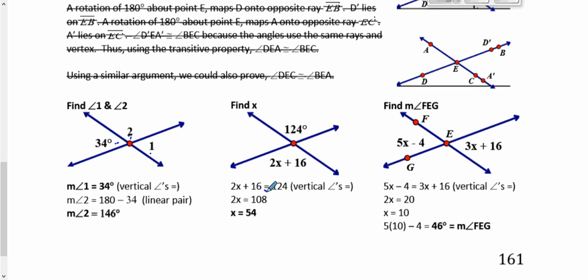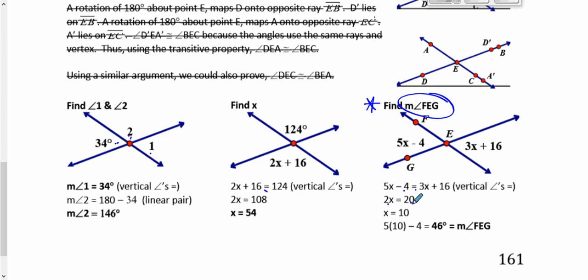Well, first of all, do they want us to find x? What do we need to find? So we'll need to find x and then do what with it? Plug it in to one of the expressions, right? Okay. So the equation would be 5x minus 4, that angle, equals 3x plus 16, right? Subtract 3x from both sides, right? And then add 4 to both sides and get 2x equals 20.